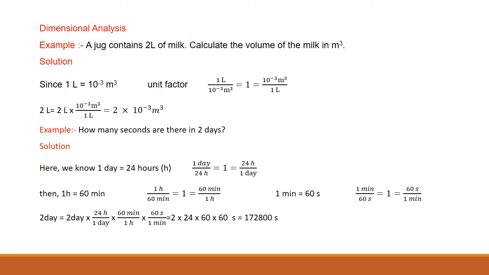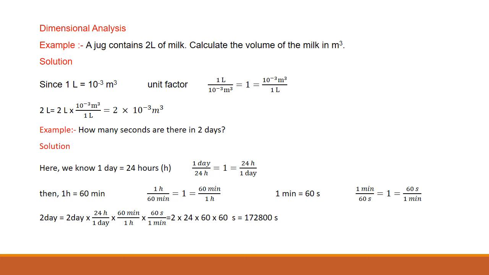Again, one more example for dimensional analysis. A jug contains 2 liters of milk, and we have to convert into meter cube. So first of all, we must have the relation between the liter and the meter cube. Because 1 liter is equal to 10 to the power minus 3 meter cube, the unit factor will be 1 liter divided by 10 to the power minus 3 meter cube, or 10 to the power minus 3 meter cube divided by 1 liter. So we can use it as per our requirement.